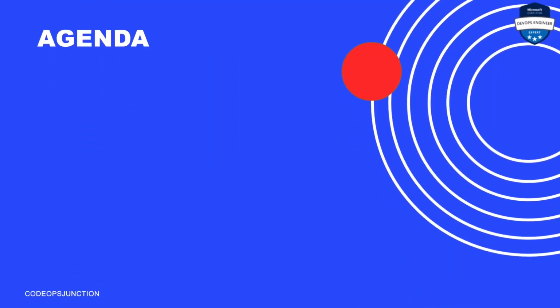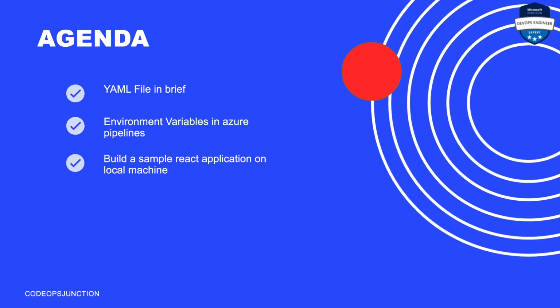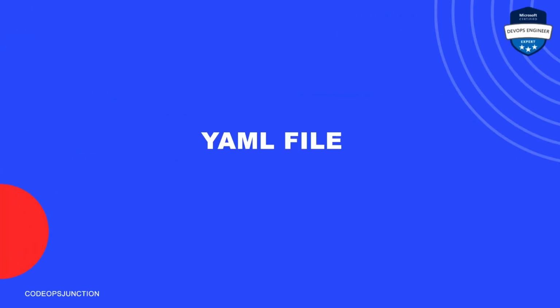First we will see today's agenda. We will see YAML file in brief, then environment variables in Azure Pipelines. Then we will build a sample React code on local machine.